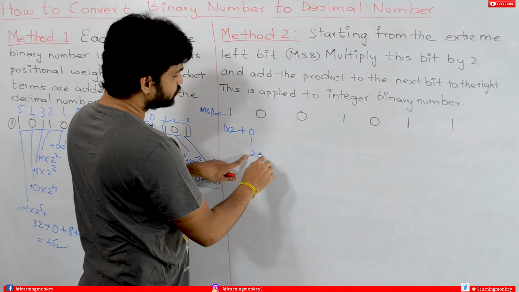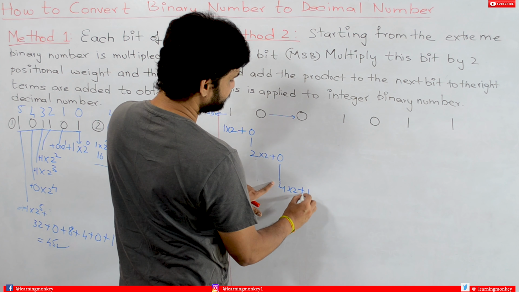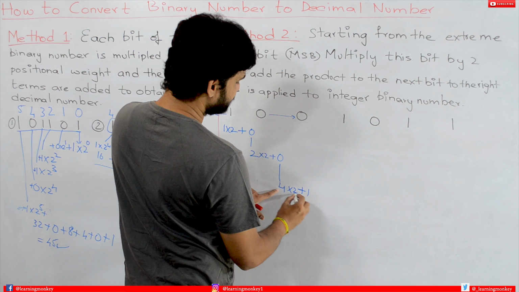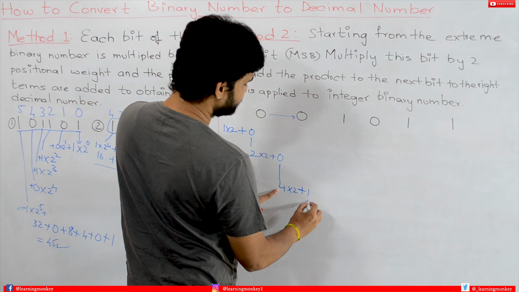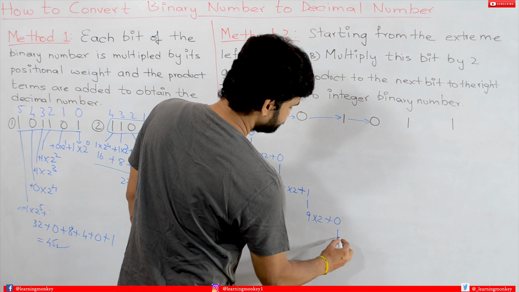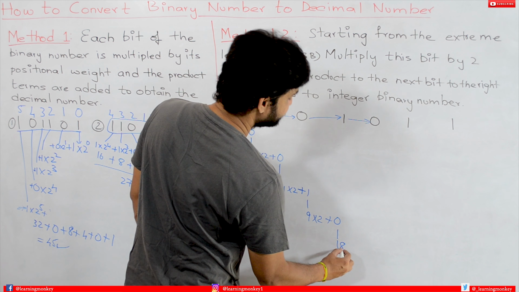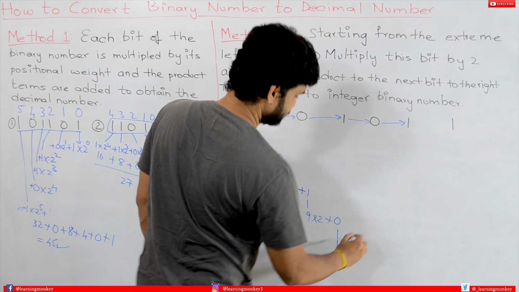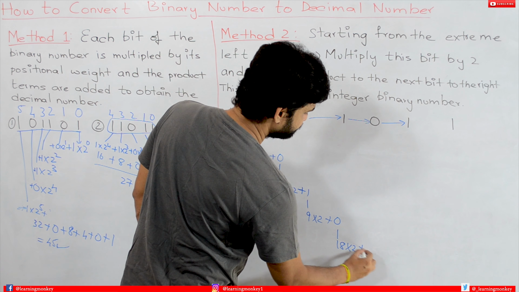And next, what we have to do? It is 4 into 2 plus 1. What is the value of 4 into 2 plus 1? It is 8 plus 1, it is 9. And similarly, next it is 9 into 2 plus 0. So what is the value of 9 into 2 plus 0? It is 18. The value is 18. Next, 18 into 2 plus 1.